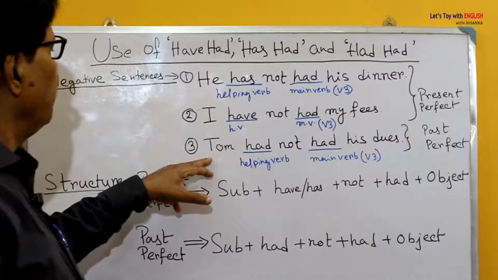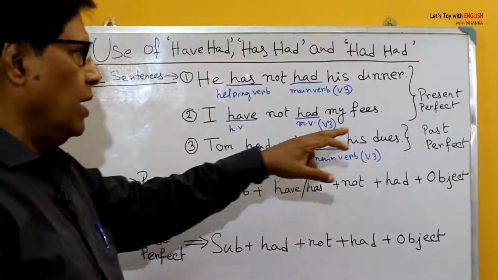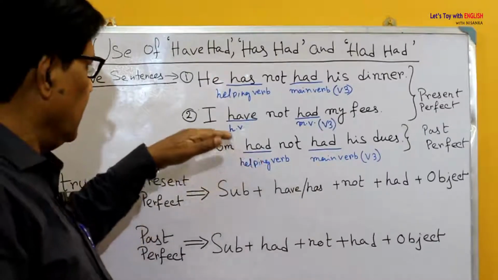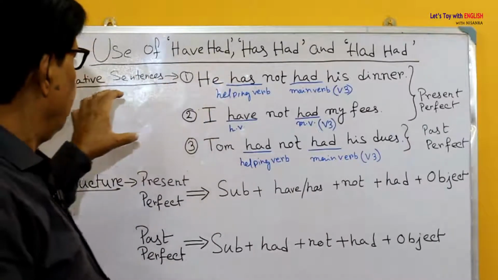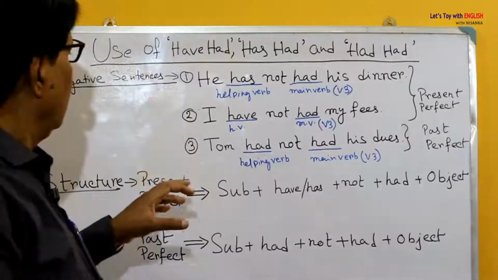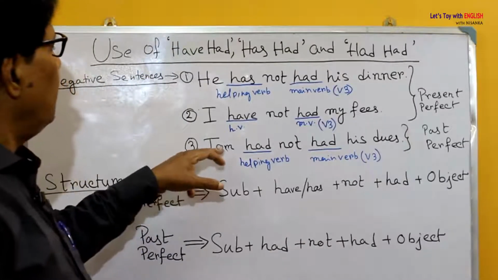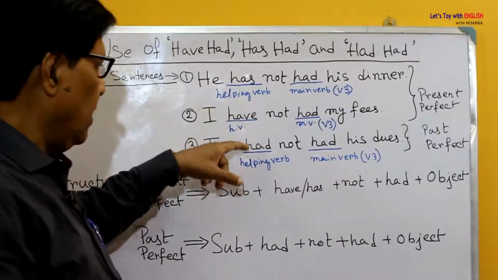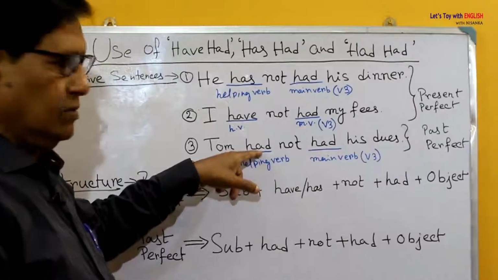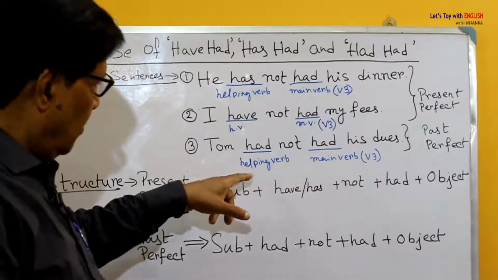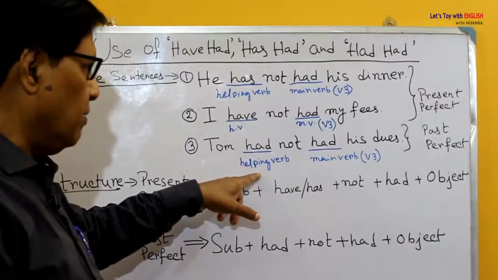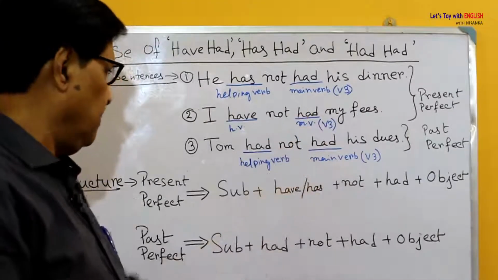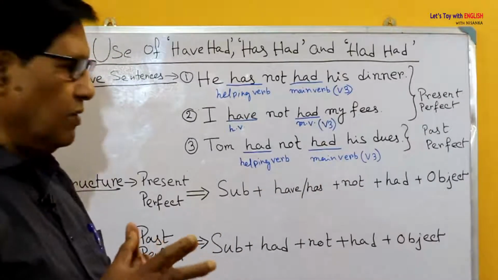And last of all, Tom had not had his dues. Then what is the difference between these two and the last one? These two are in the present perfect tense and the last one is in the past perfect tense. And that is why this has been changed to had. Okay? This had is the helping verb, but this had is the main verb as usual. Then what should be the structural form?